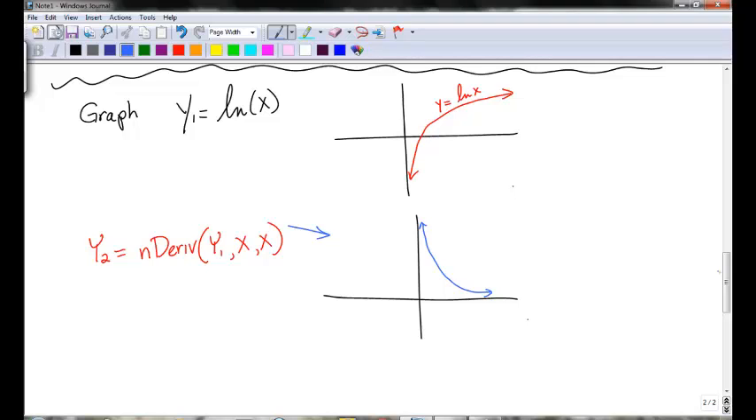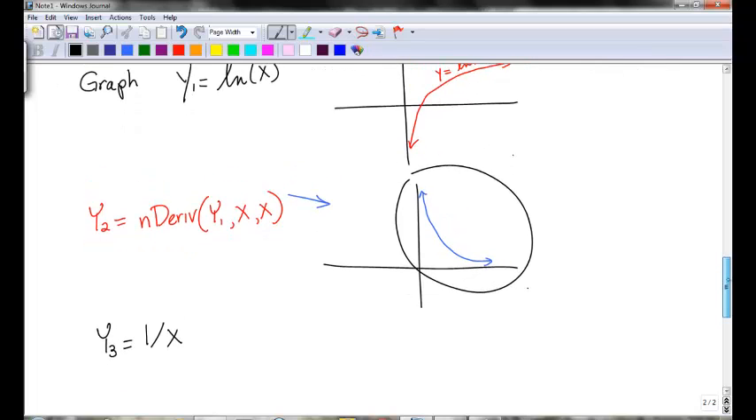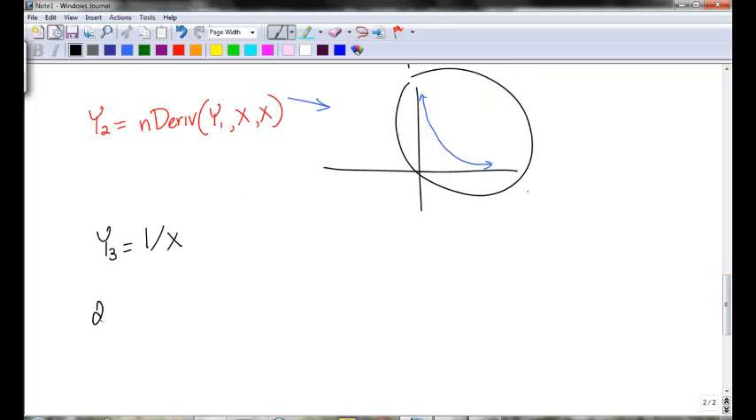The 1 over x is going to give you both parts of a hyperbola. But if you just do the 1 divided by x and look at the positive part of that, you're going to get the same graph. So the derivative of the natural log of x is 1 over x. The derivative of the natural log of x with respect to x is 1 over x.